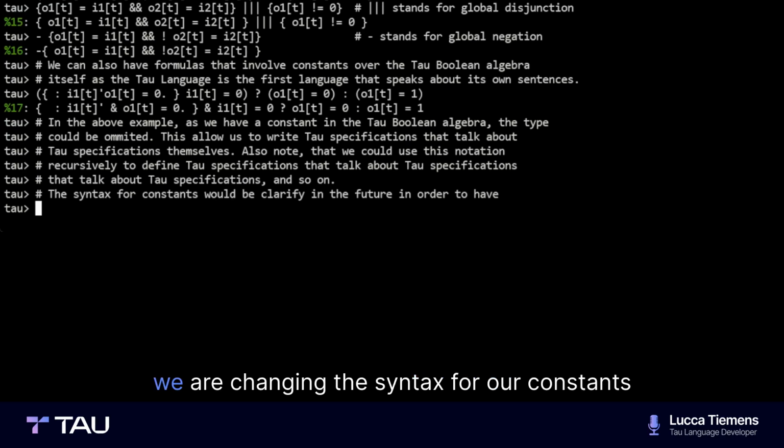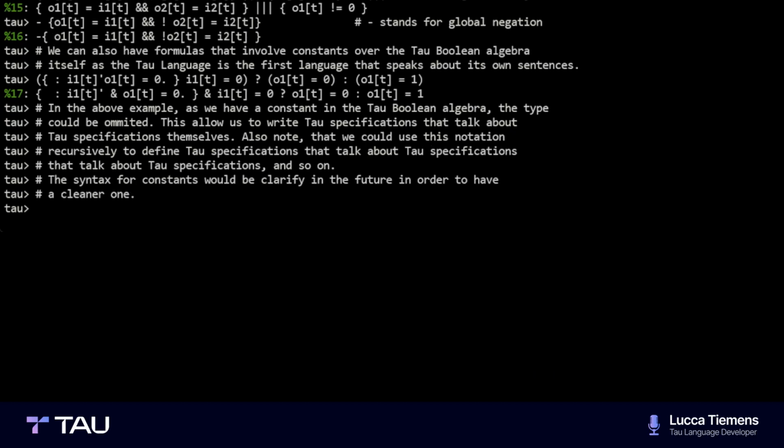In the near future, we are changing the syntax for our constants in order to have a more clean notation. It should be noted that we can have formulas that involve all the above-mentioned elements at the same time. So what we presented here are really just basic examples.